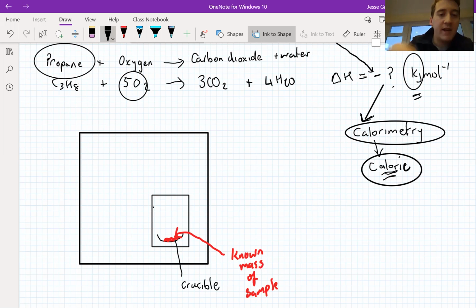What you then have is your fuel source, which is shown in red. You then have a tube. Sorry, I want that to be more rectangular.